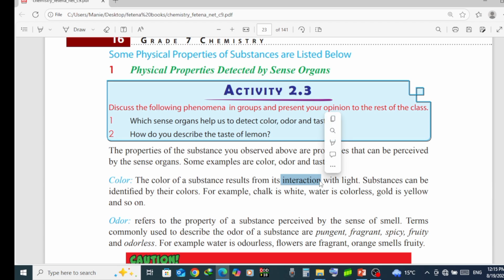of an object with light, then there is no color. We cannot observe the color of an object if the object is not interacted with light.